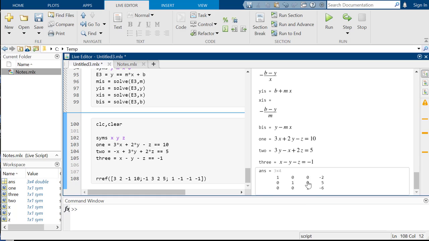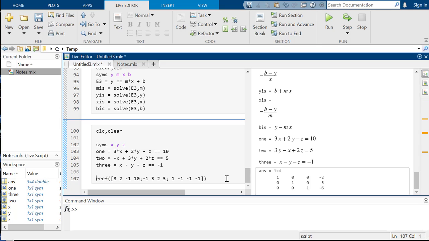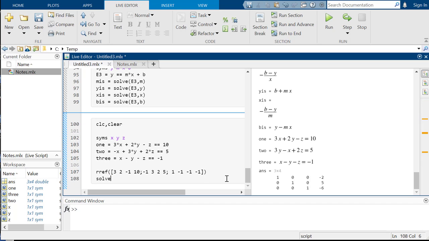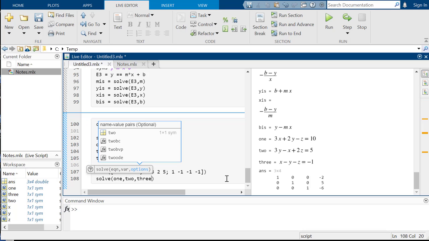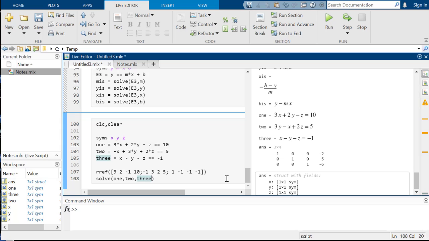And you would get the answer, and the answer is negative 2, 5, and negative 6. Okay, so you can solve it this way, but it does require some effort. And by effort, I just mean you have to actually read what those coefficients are. But I believe that you can go 1, 2, 3, and then it's going to solve for x, y, z again.